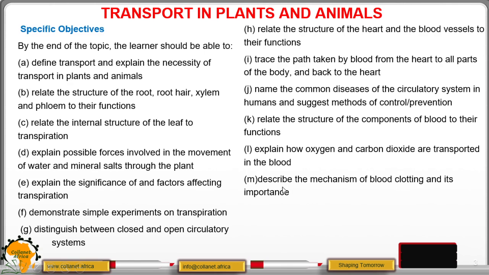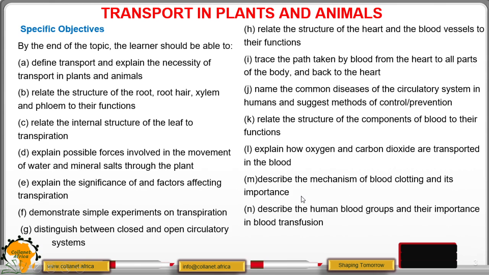Finally, or before we come to the end, be able to describe the mechanism of blood clotting and its importance. Describe the blood groups and their importance in the process of blood transfusion. Finally, describe or explain immunity and describe the immune responses.